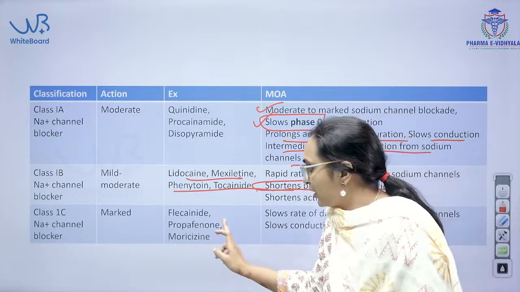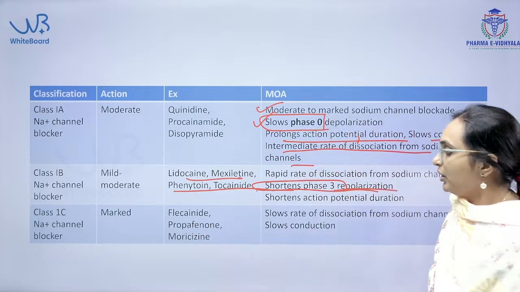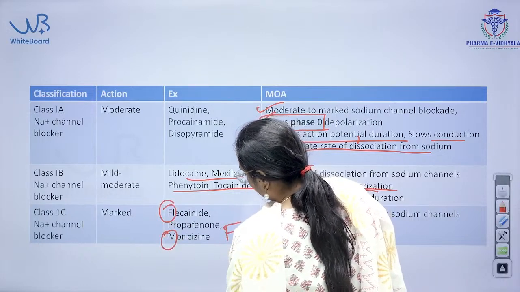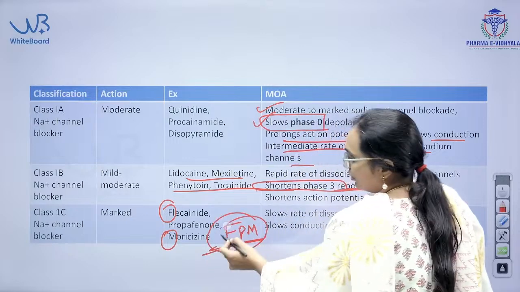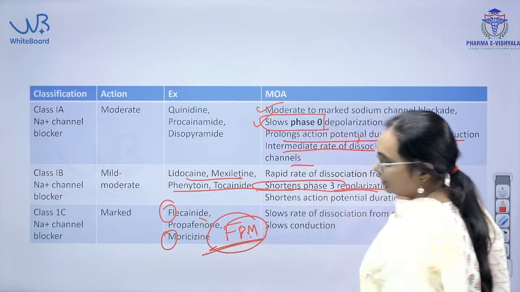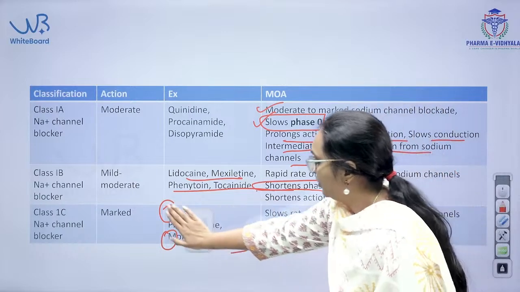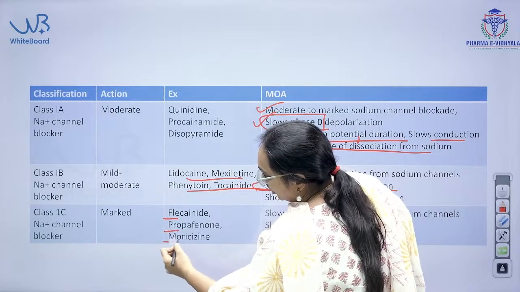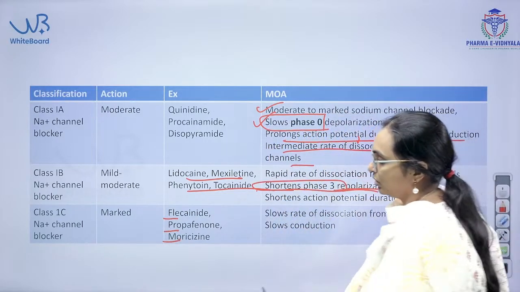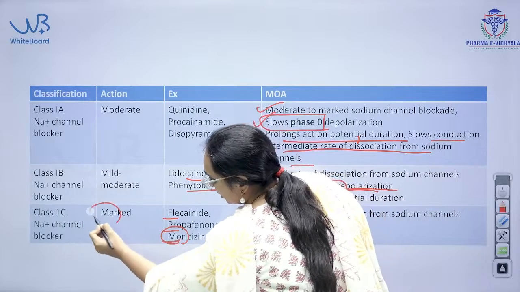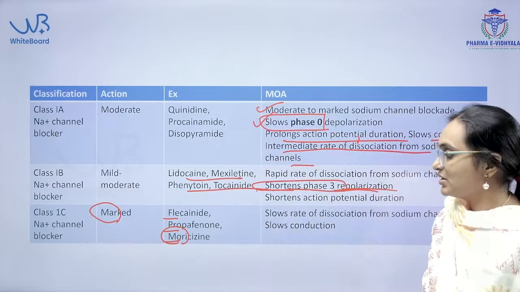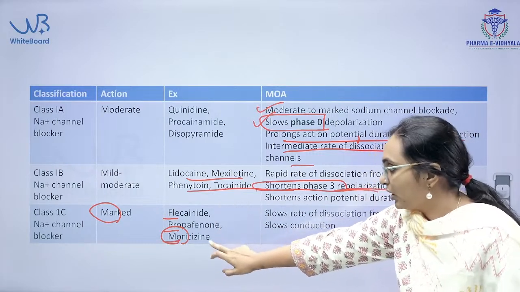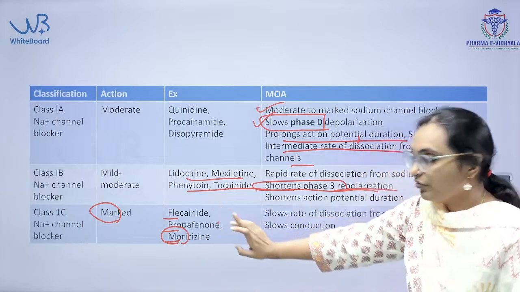Next, this is flecainide, propafenone, moricizine. Flecainide, propafenone, moricizine. It is more marked action. Okay, propafenone, moricizine, flecainide.